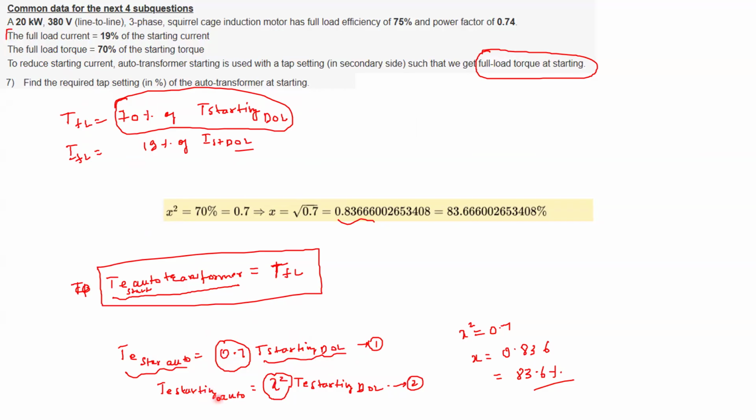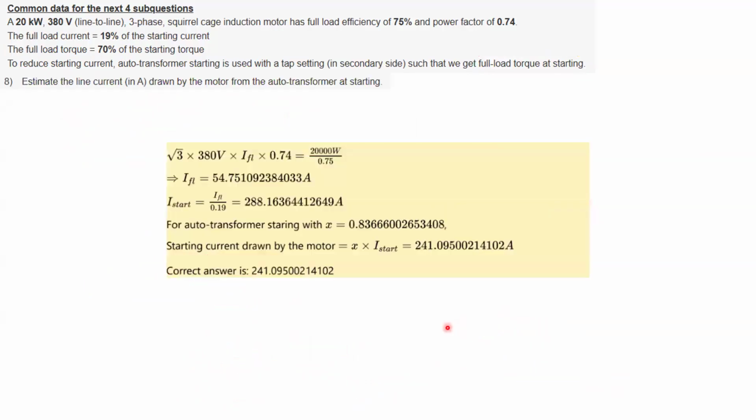We know that auto transformer starting torque is x square times the starting torque of DOL. So if you compare these two equations, x square is equal to 0.7, which will give you the percentage of tapping. Okay. So now we go to the next question.